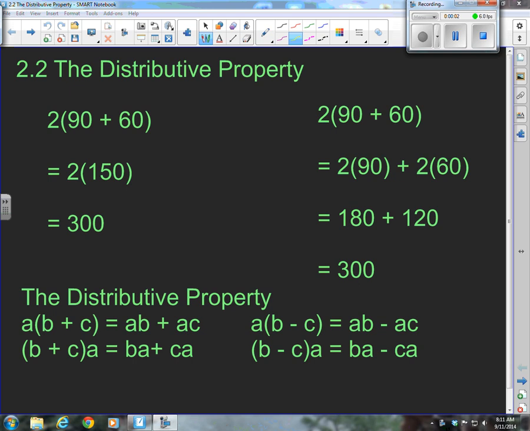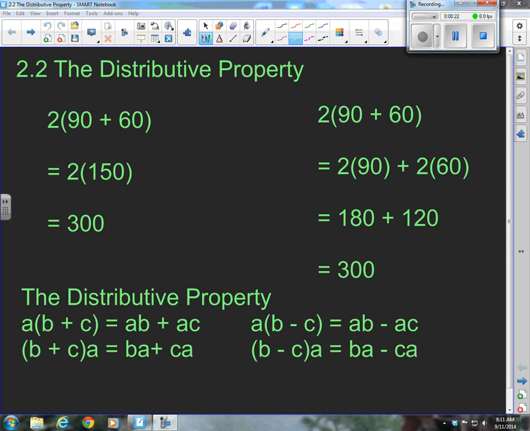Okay, today we are on section 2.2, which is the distributive property. The distributive property is the last property we'll probably look at in this course. There are other properties that you will see later on, but the distributive property will be the last one we deal with, and it's probably one of the most important because we will use this time and time again.